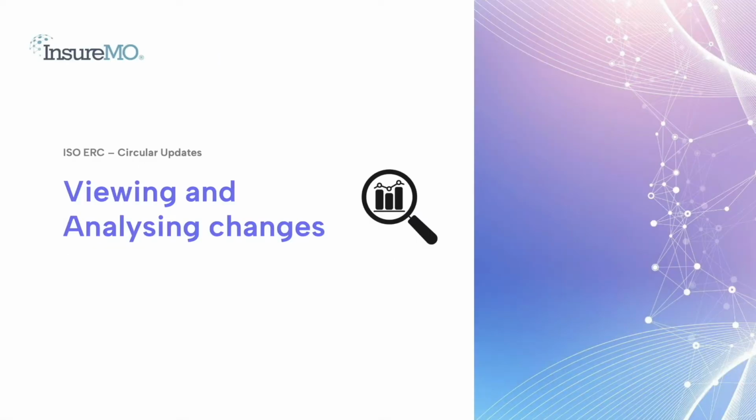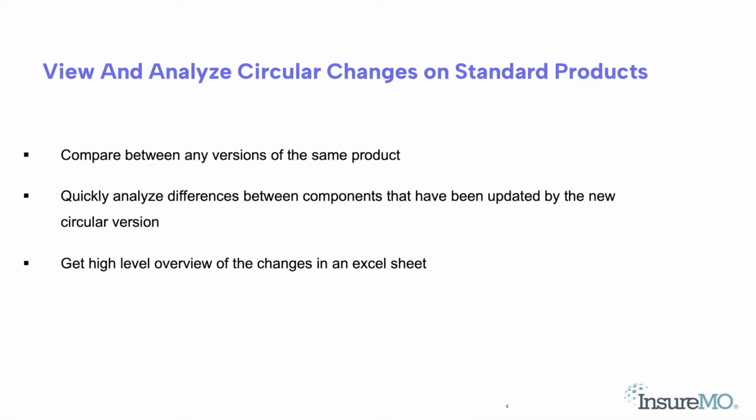First, we will see how to explore the circular changes in standard products. In Inshoma, you can compare between any 2 versions of an ISO product. You can quickly analyze differences between components that have been updated by the new circular version. You can also get a high-level overview of the changes in an Excel sheet. Let's see that in action.